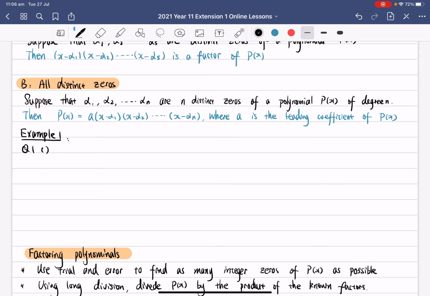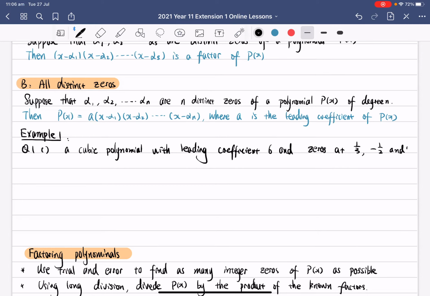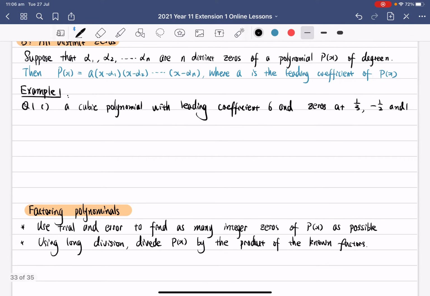The question asks you to use the factor theorem to write in factor form a cubic polynomial with leading coefficient 6 and zeros at 1/3, -1.5, and 1. Okay, so this is the question. The question asks you to use the factor theorem to write down in factor form a cubic polynomial, where the leading coefficient is equal to 6, and we've got 3 zeros here.